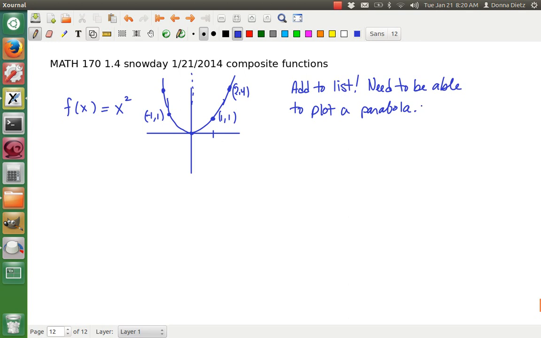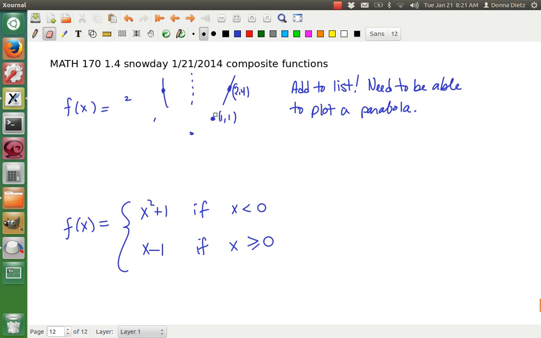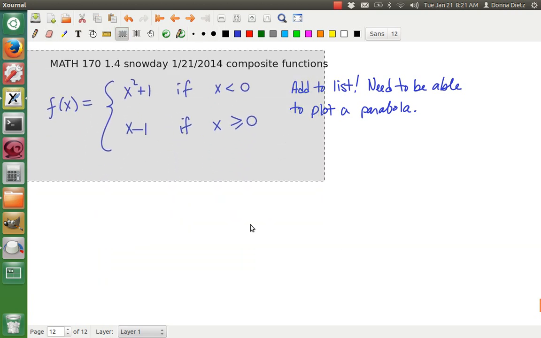Okay, so what I want to do is plot the following function. It's going to be x squared plus 1 if x is less than 0, but it's going to be x minus 1 if x is greater than or equal to 0. The point is, just to be clear, I'm going to plot both of these and then I'm going to cut them. I'm going to show you this in slow motion. When you're really doing this, you don't have to take all these steps, but I want you to understand conceptually where it's coming from.